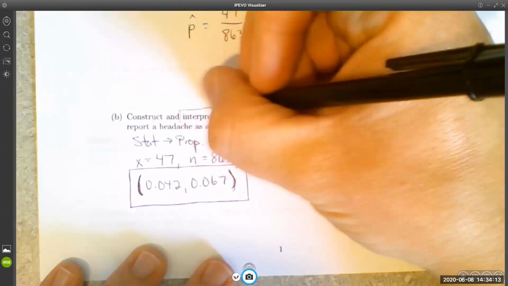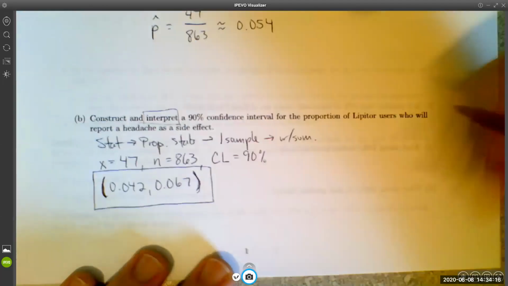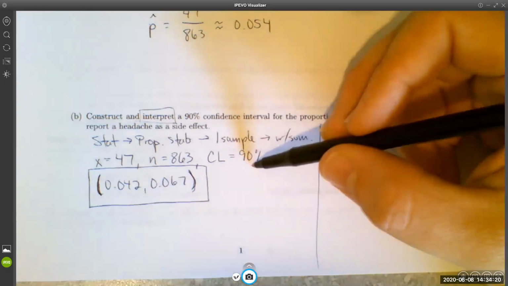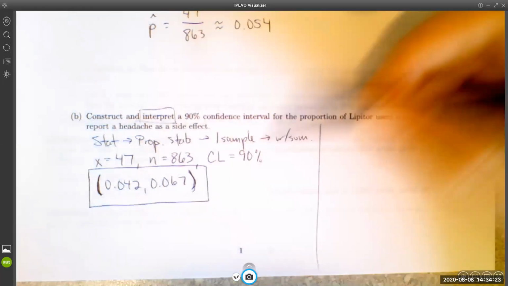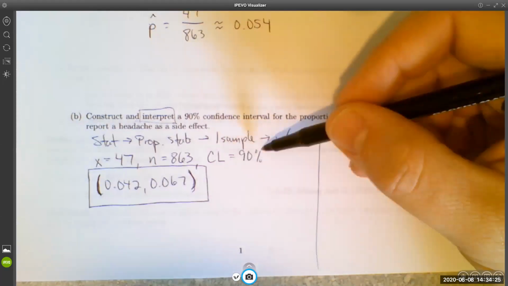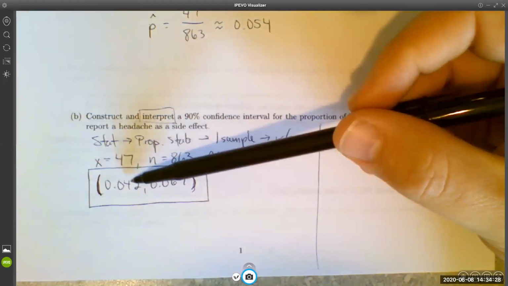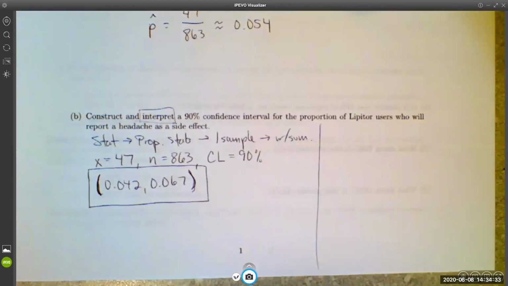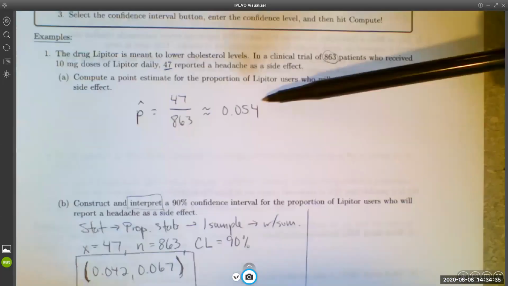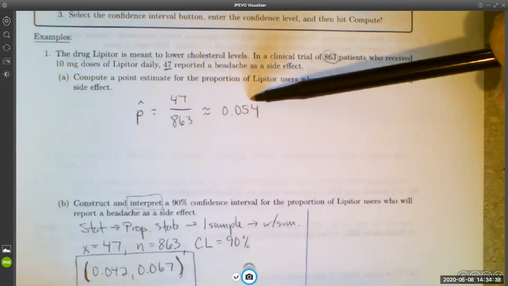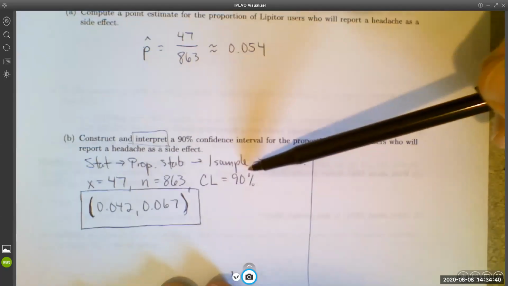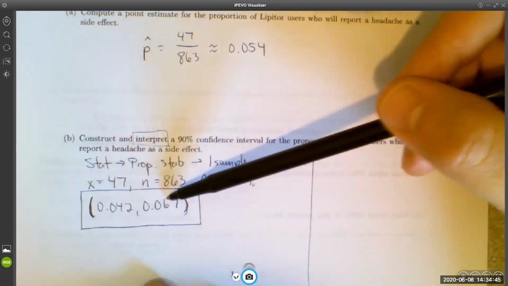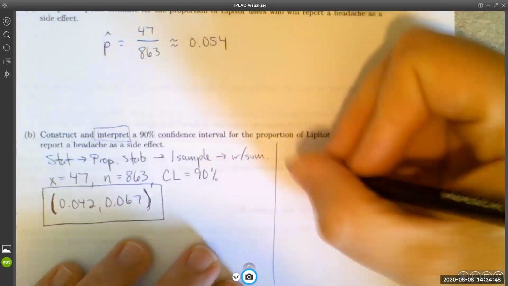So we've used StatCrunch to construct our confidence interval. Now we're also supposed to interpret the confidence interval. So what is the interpretation of this? Well, our confidence level was 90%, right? So what this means is we are 90% certain that the true population proportion is somewhere between 4.2% and 6.7%. So in other words, based on our sample proportion of 5.4%, we're 90% sure that the true population proportion would be somewhere between 4.2% and 6.7%. Okay, so I'm going to write that down.